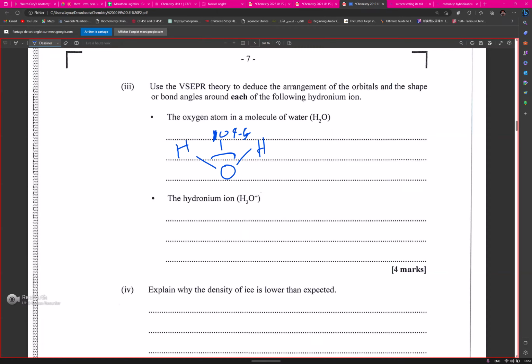For hydronium, what would it be? Tetrahedral. And what's going to be the bond angle? 107? 109.5. Oh, 109.5.